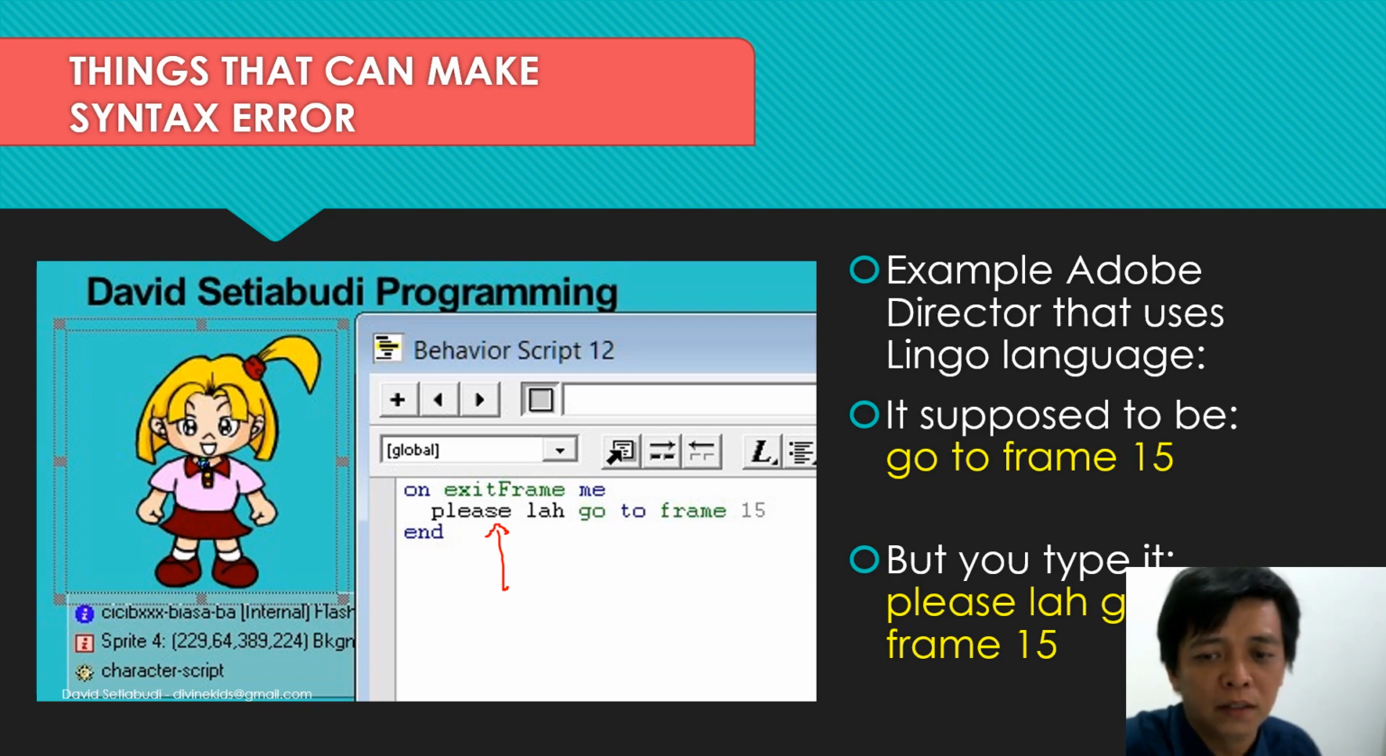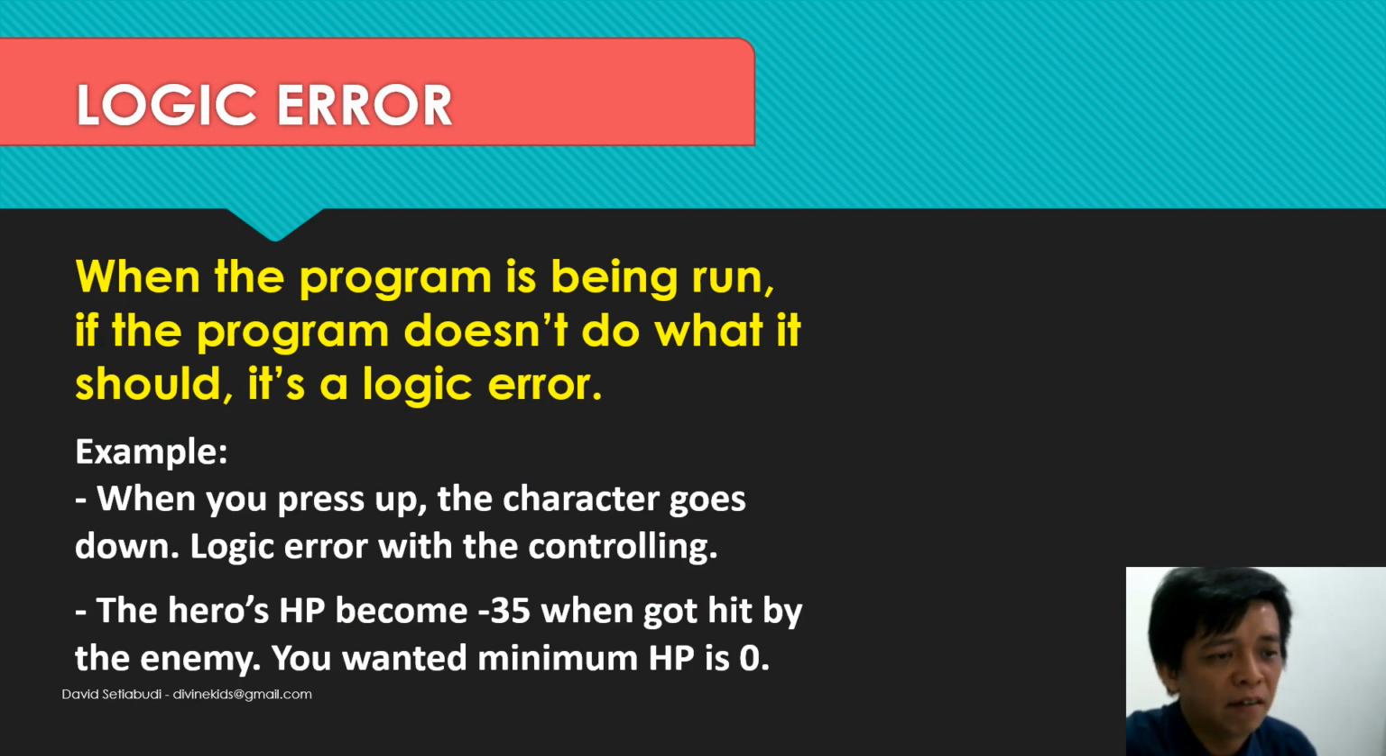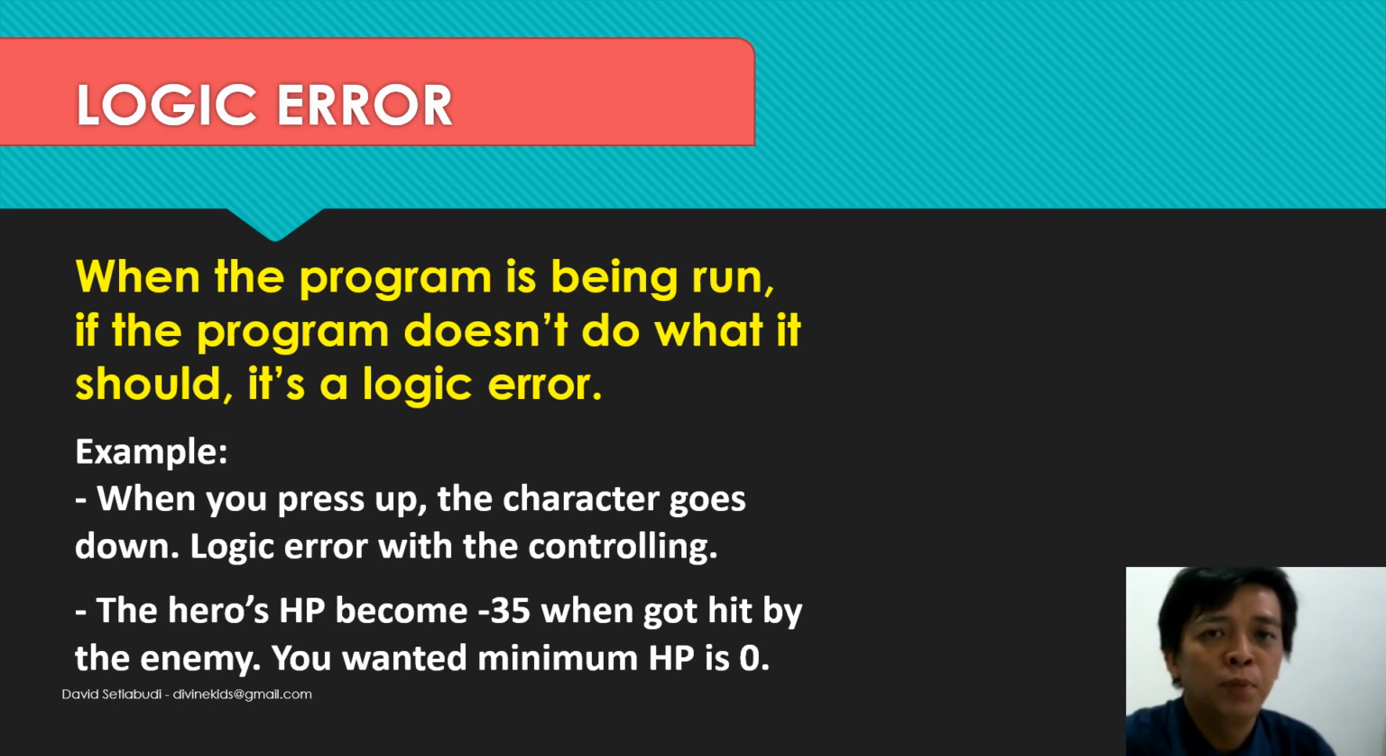Now let's move forward. Logic error. The logic error is when the program is being run and the program doesn't do what it should. Example, you are making software that takes input for the student's mark. The maximum is 100, the minimum is 0. But then the student's mark becomes -10 or -30. Of course, you cannot put the mark -30 or 150. You should obey the minimum 0, maximum 100. Although the program doesn't say it has a syntax error, through our logic, it's illogical.